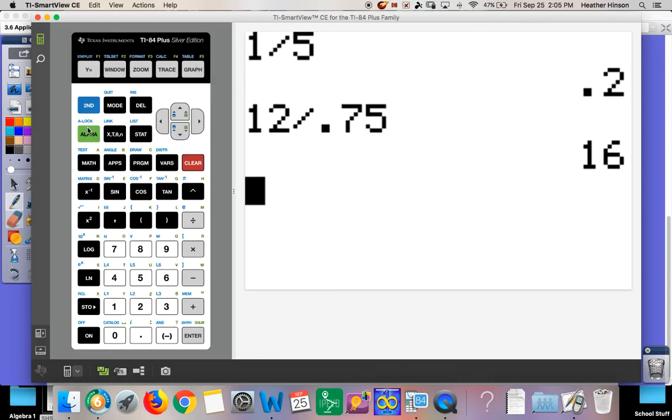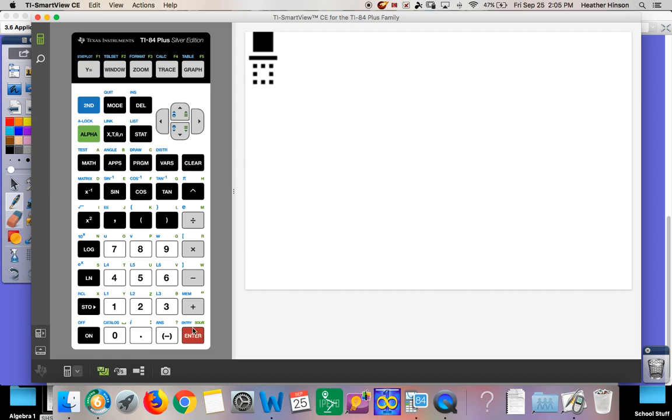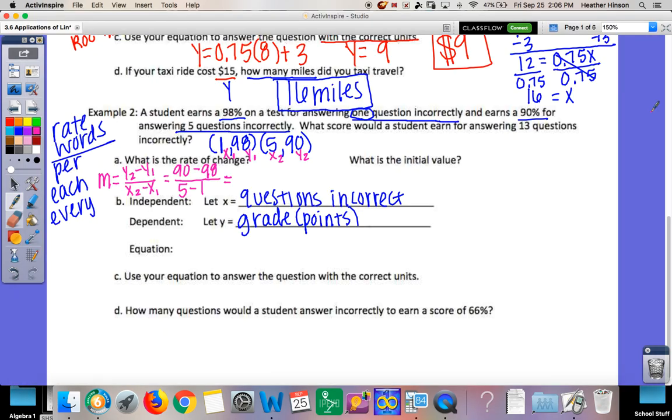So we hit alpha y equals, enter, to get our fraction bar. 90 minus 98 on top, and 5 minus 1 on the bottom. So we get -2 as our answer. Now your rate of change, this is your slope in words. So you have to put -2 in words. What is happening to this? So -2, that means that's your grade. So that's -2 points for everything you get wrong.